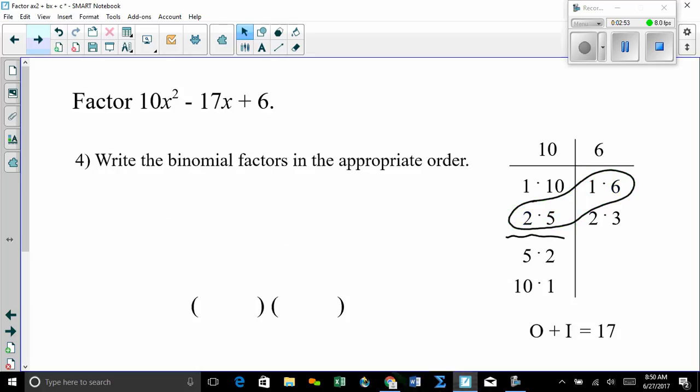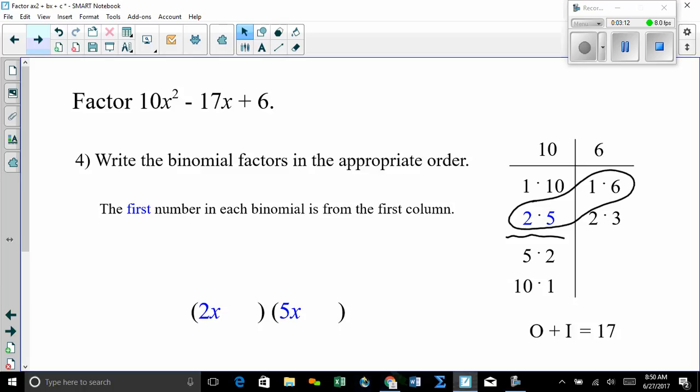Step number 4 says write those factors in the appropriate order. The first number in each binomial has to come from the first column. Also in this case, because we have an x squared, we're going to put an x with each one of these factors. So the first number in each binomial has to be in this order: 2x, 5x. The last number in each binomial has to come from the last column. So the last number has to be in the appropriate order. It'll go 1 and 6.